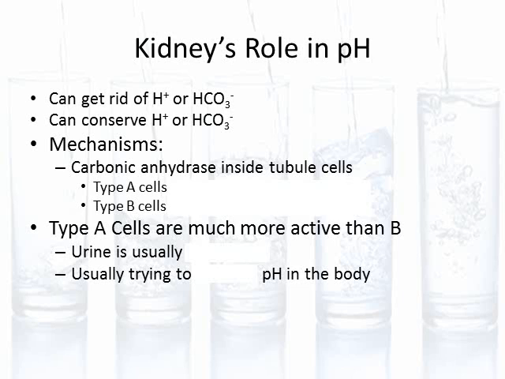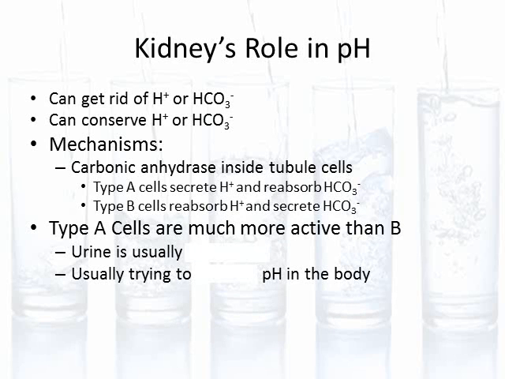The kidneys can get rid of hydrogen ions or bicarbonate, or they can conserve either one of those. There are two main types of cells that do this. We have the enzyme carbonic anhydrase, which we've already talked about, inside the tubule cells that line the kidneys. Type A cells secrete hydrogen and reabsorb bicarbonate, meaning they get rid of hydrogen into the urine and pull bicarbonate out of the urine and bring it back into the body. Type B cells do the opposite. They reabsorb hydrogen and secrete bicarbonate.